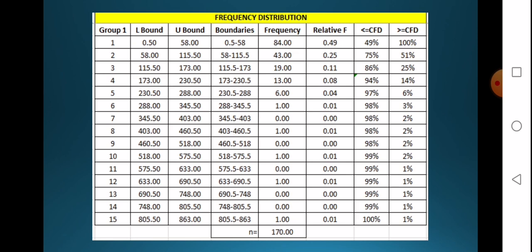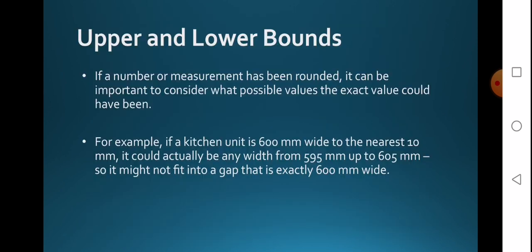We have the lower bound, the upper bound, and the boundaries. We also have the frequency, of course, its relative frequency, and the cumulative frequency distribution. Okay, upper and lower bounds. To describe all the possible values that a rounded number could be, we use lower and upper bounds.